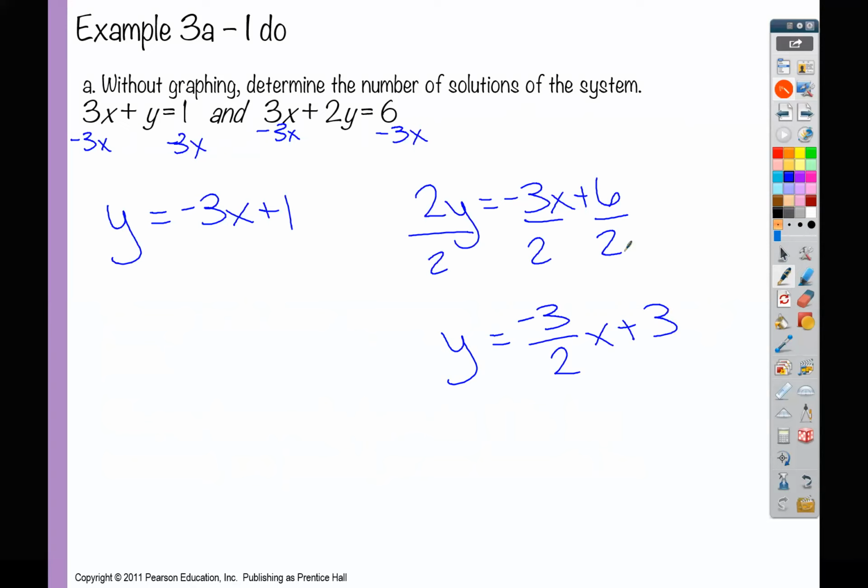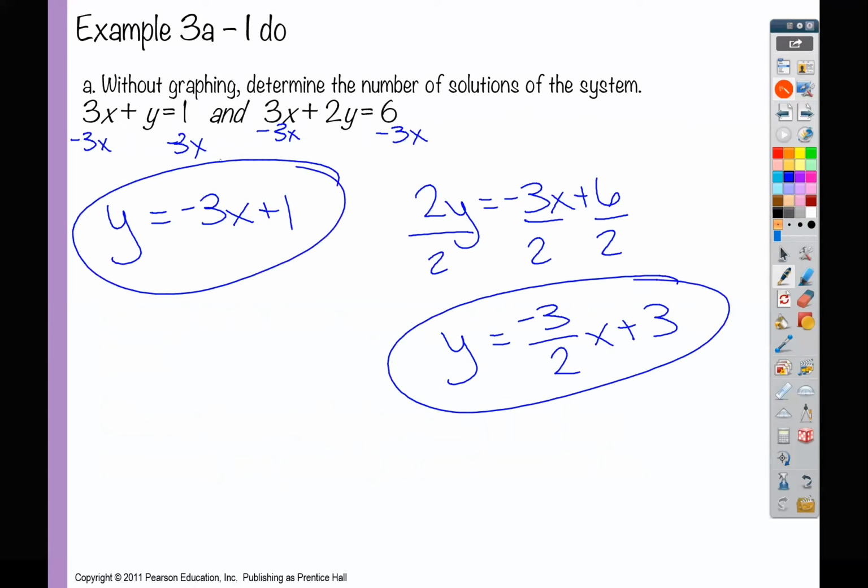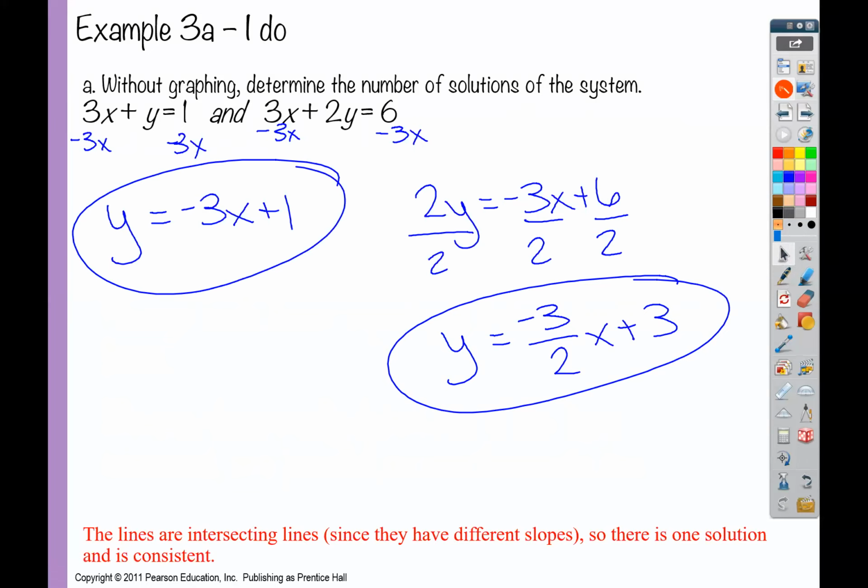So as you can see, these have completely different slopes. So we would say that they are intersecting lines and there's only one solution. So this would be consistent independent. Consistent independent, and they have one solution.